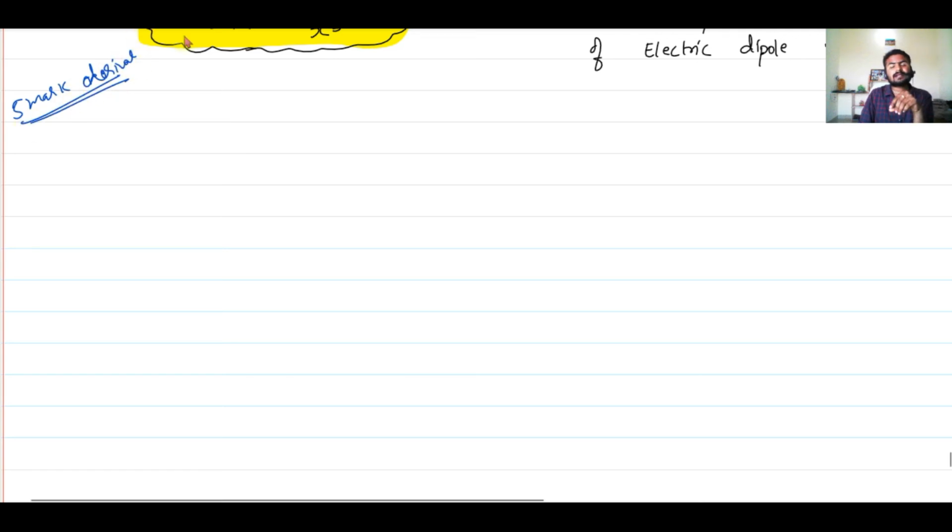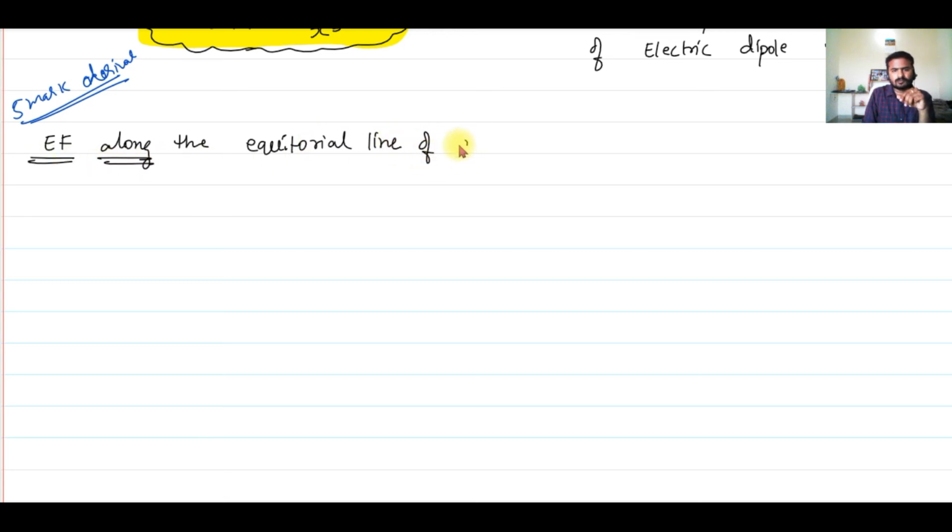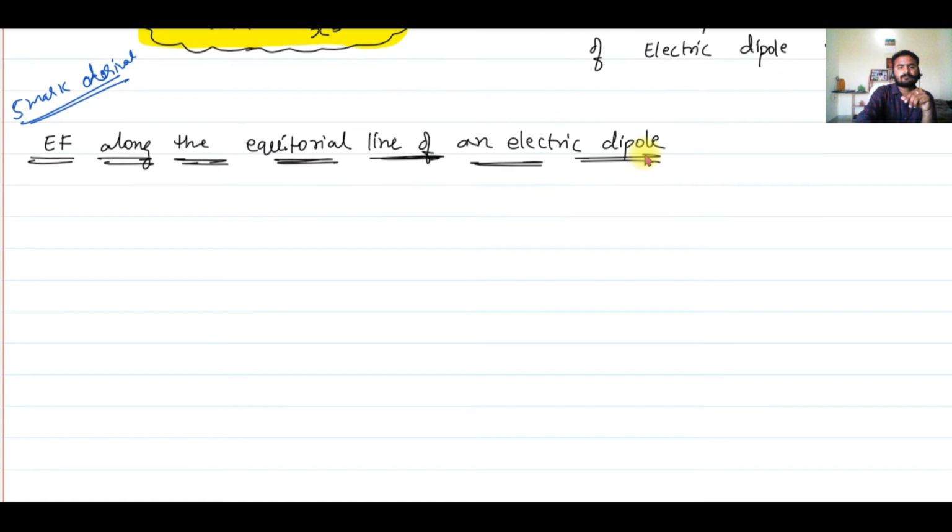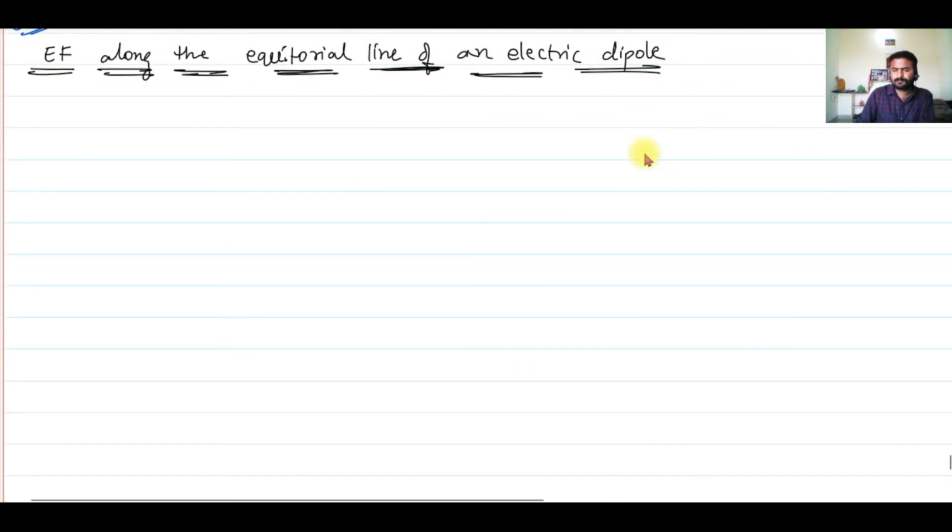What is that? Finding the electrical field along the equatorial line of an electric dipole. So we're going to consider an electric dipole with plus q here, and then minus q here, and the distance between them as usual is 2a.